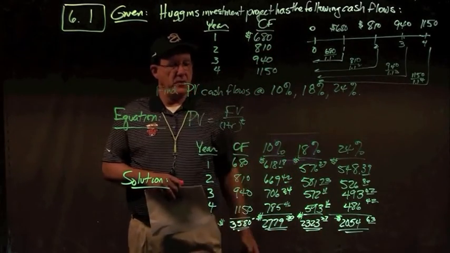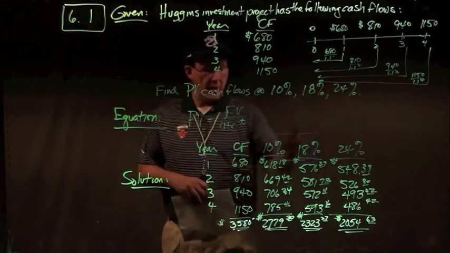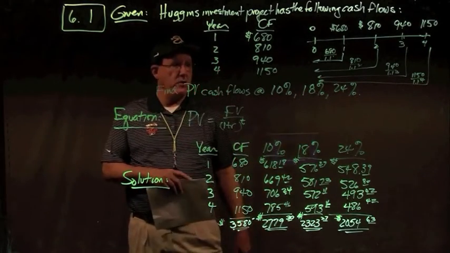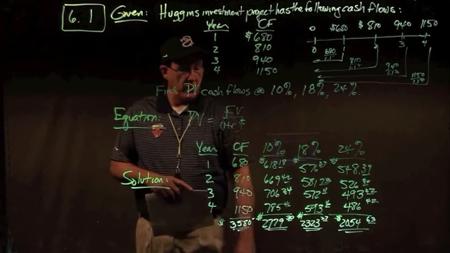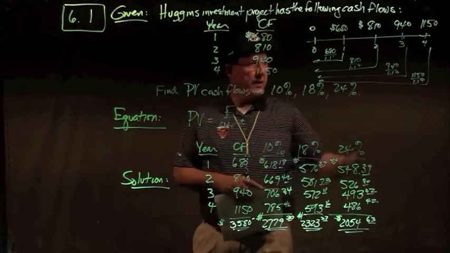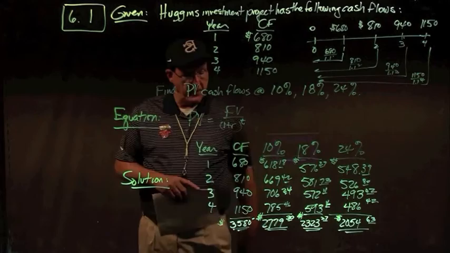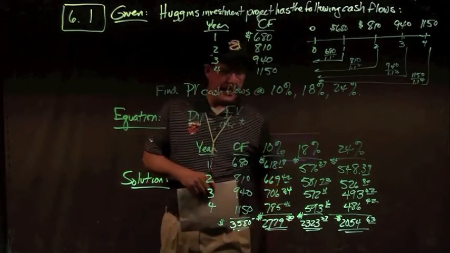The 680 is worth $618.18 today. The $810 is worth $669.42. The $940 divided by 1.1 to the third is worth $706.24. And the $1150 divided by 1.1 to the fourth is only worth $785.46. Add those cash flows up and we get $2,779.30.